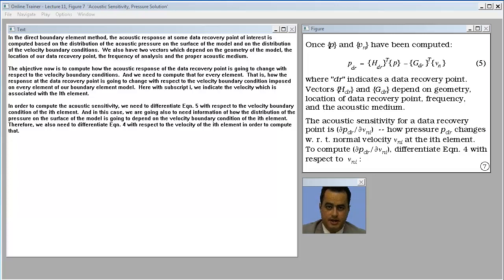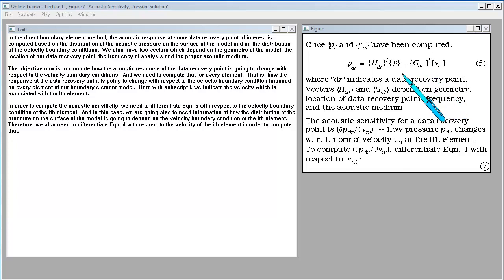In the direct boundary element method, the acoustic response at some data recovery point of interest is computed based on the distribution of the acoustic pressure on the surface of the model and on the distribution of the velocity boundary conditions. We also have two vectors which depend on the geometry of the model, the location of our data recovery point, the frequency of analysis, and the properties of the acoustic medium.